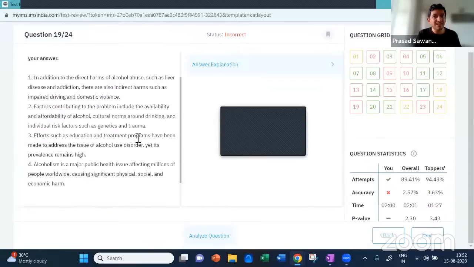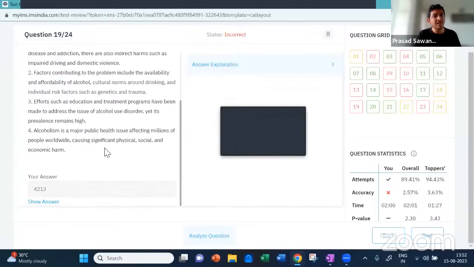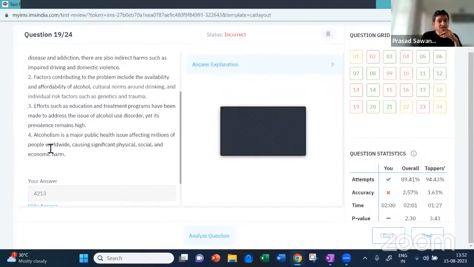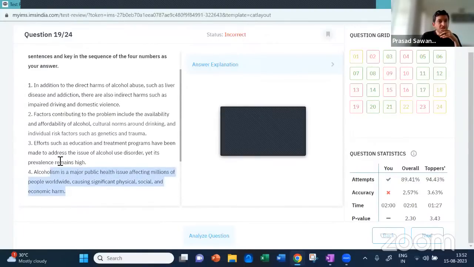19th. Okay, this was the last one that we did, I think. No, alcoholism. Okay, what was the answer? 4321. So alcoholism is a major public health issue. Efforts such as education and treatment programs exist, yet its prevalence remains high. Factors contributing to it, in addition to the harms.